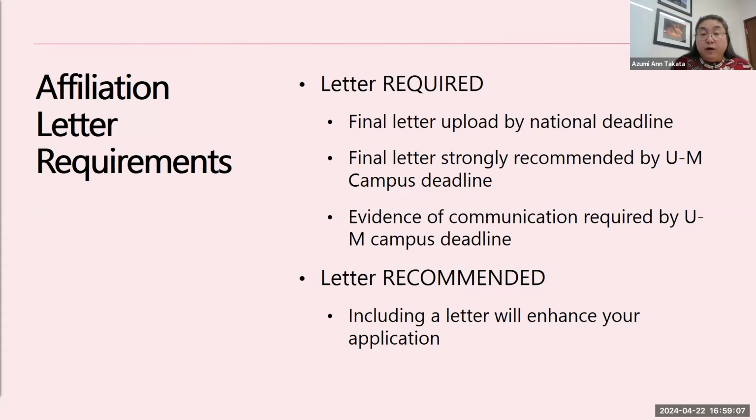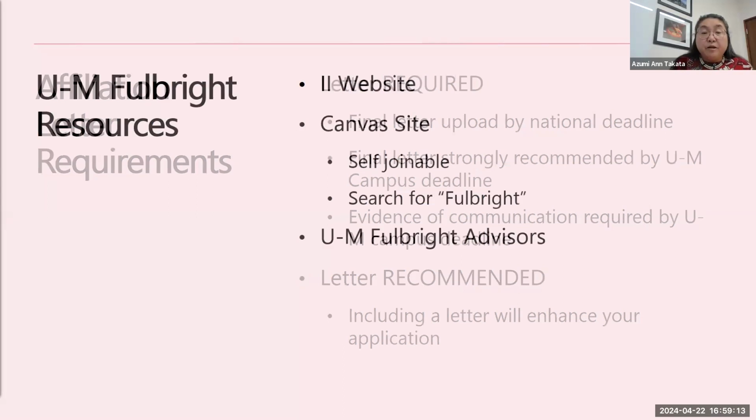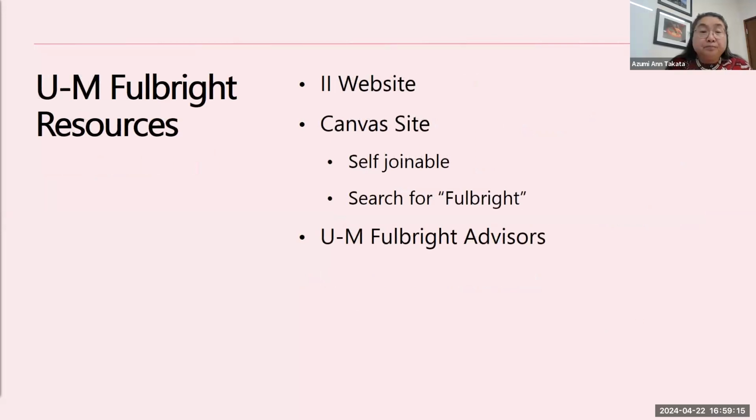Okay, so we're at the end of the hour. I want to make just a couple of real brief introductions about U of M Fulbright resources. We do have a webpage on the II website. If you go to the II website, ii.umich.edu, and go to the funding tab and find the Fulbright U.S. Student Program, you'll find our page. And from that page, you can find a link to our Canvas resource site. This is a self-joinable site. If you go to Canvas directly and go to all courses and search for Fulbright, that will also come up.